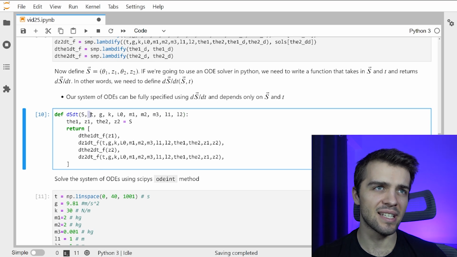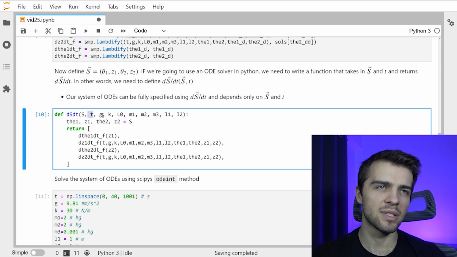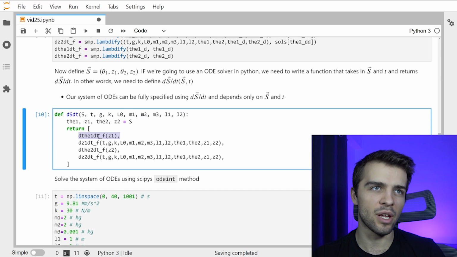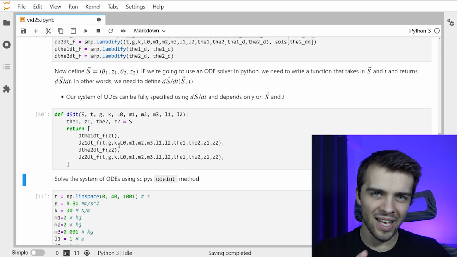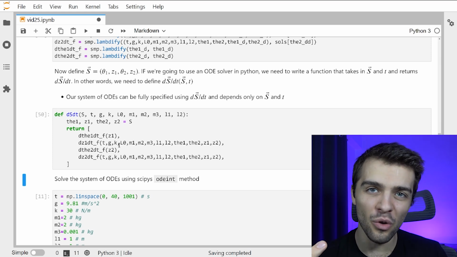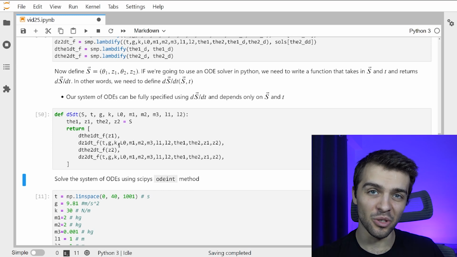It takes in s and t, like I said. So s is a vector that contains theta 1, z1, theta 2, and z2. It takes in the time t, and all these additional parameters that depend on the system as well. And it just returns ds dt. So this is the first component of ds dt: d theta 1 dt, dz1 dt, d theta 2 dt, and dz2 dt. So this is our function. Then we can use this function in a numerical Python solver that is used to solve differential equations, and this will get us our solution.